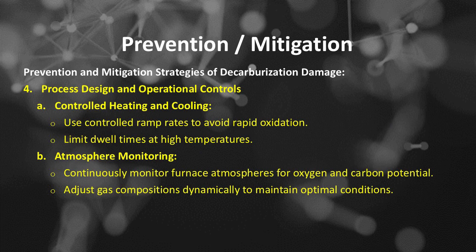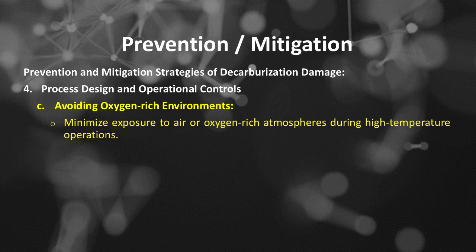Number 4 of the prevention and mitigation strategies is process design and operational controls. Number A, controlled heating and cooling. Use controlled ramp rates to avoid rapid oxidation, and limit dwell times at high temperatures. Number B, atmosphere monitoring. Continuously monitor furnace atmospheres for oxygen and carbon potential. Adjust gas compositions dynamically to maintain optimal conditions. Number C, avoiding oxygen-rich environments. Minimize exposure to air or oxygen-rich atmospheres during high-temperature operations.